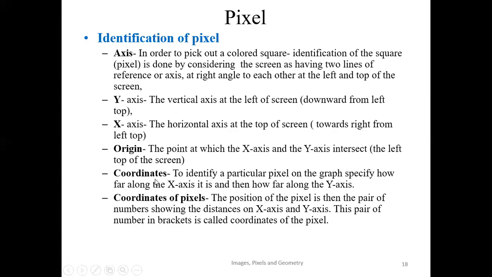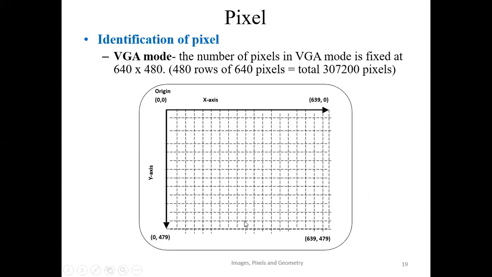So we have the origin, and we have the coordinates. The coordinates are the points of x and y. We will see a map of the coordinates very soon, and we use these coordinates to draw a pixel. Here the position of the pixel is a pair of numbers showing the distances along the x-axis and y-axis, and this pair of numbers in brackets is called coordinates. If you have drawn any graphs, you know that we first plot some coordinates, like 2,2; 3,3; 4,4; 5,5, and then by connecting those coordinates we draw the graph. Now here we have a computer screen monitor.